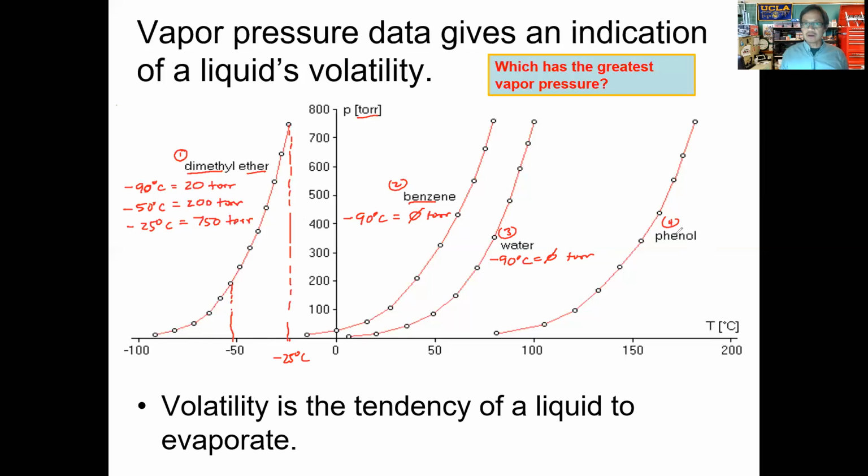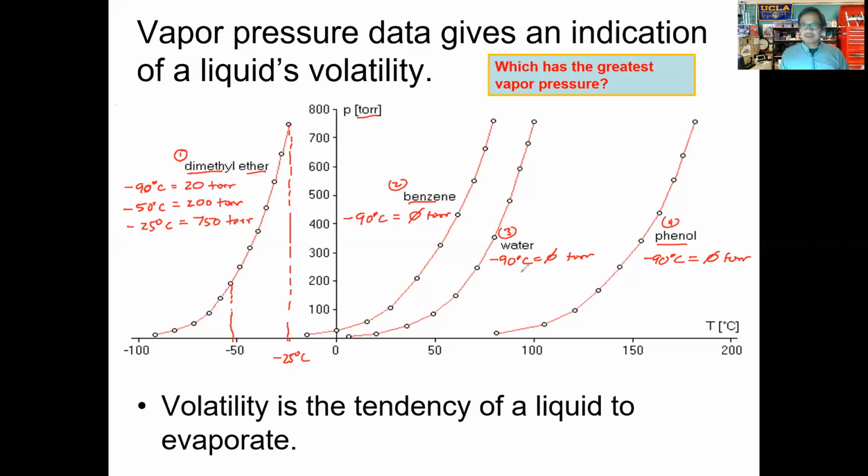And going on here, folks, with phenol at negative 90 degrees Celsius, it also does not register anything. There is no vapor pressure. None of the other liquids at negative 90 degrees Celsius even registers a pressure. Well, what do you think that means? That means then at negative 90 degrees Celsius, there is no vapor pressure. There is no pressure that the liquid exerts.